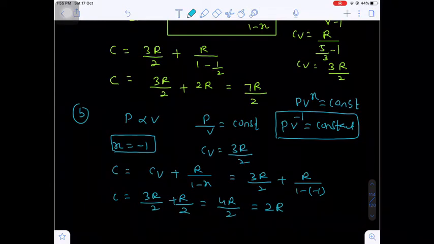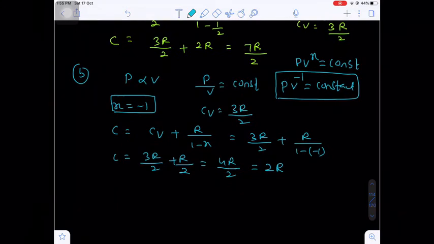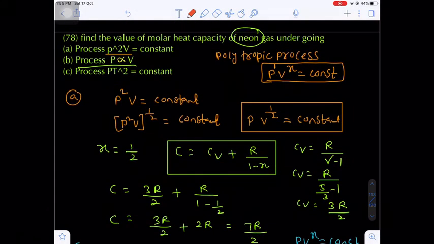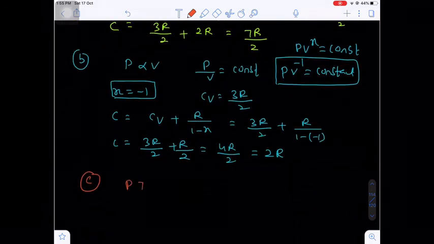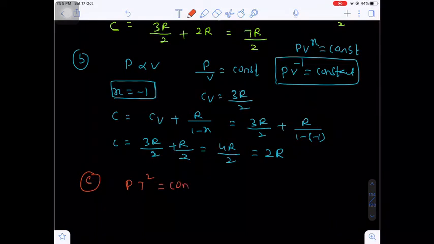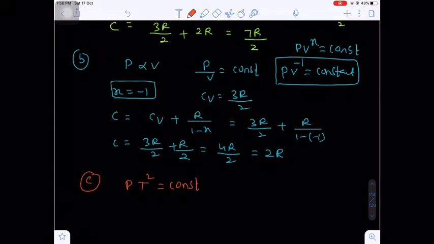Now one more question is given in the problem. That will be P into T to the power 2 will be equal to constant. Now we know only one expression, that is PV to the power x equals constant. So what I am trying to do here is remove the temperature in terms of volume.